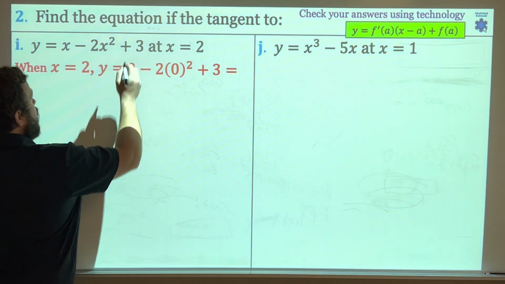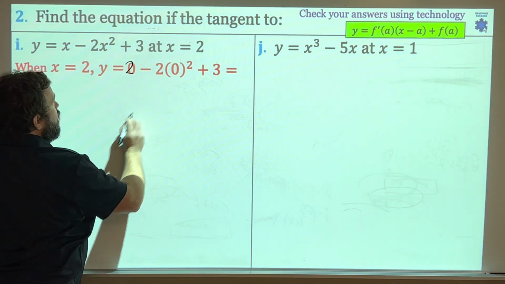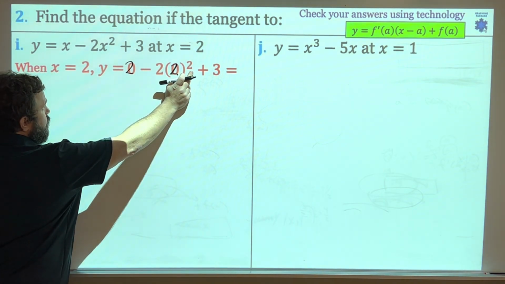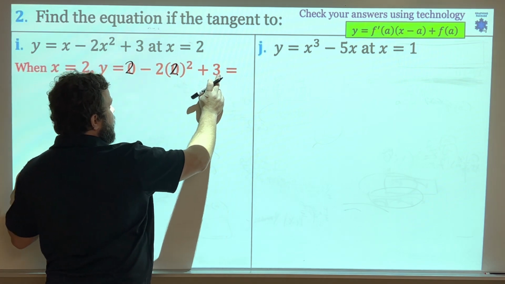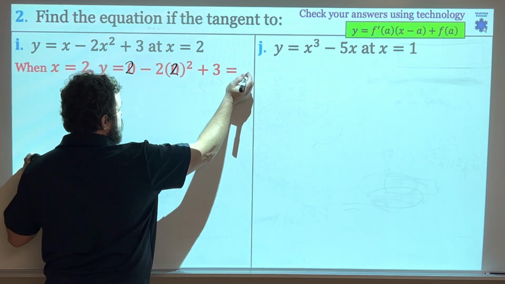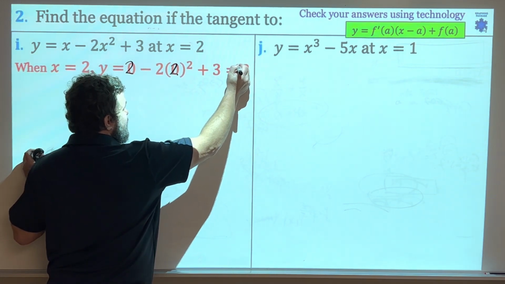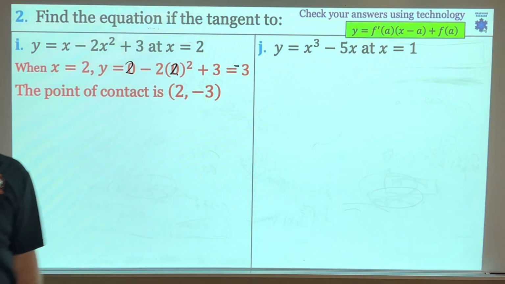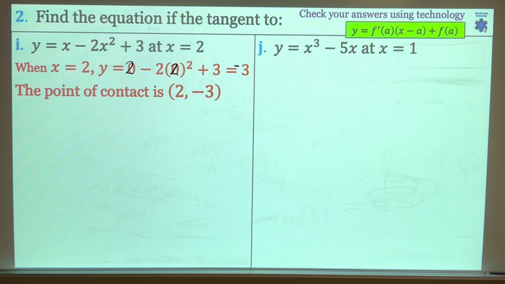So this is going to be 2 minus 2 squared. So 2 minus 2 times 2 squared would be 2 plus 3 is 5. 5 minus 2 times 2 squared is 8, which would be negative 3. Oh, it's a negative 3. All right, so y equals negative 3. All right, next. Our point of contact, everything else should be right, is 2, negative 3. Wow, it's amazing how that worked out.